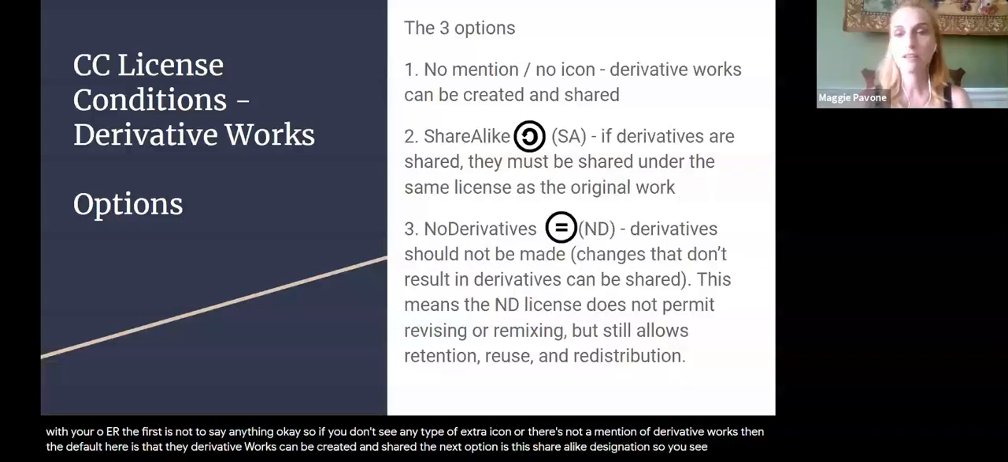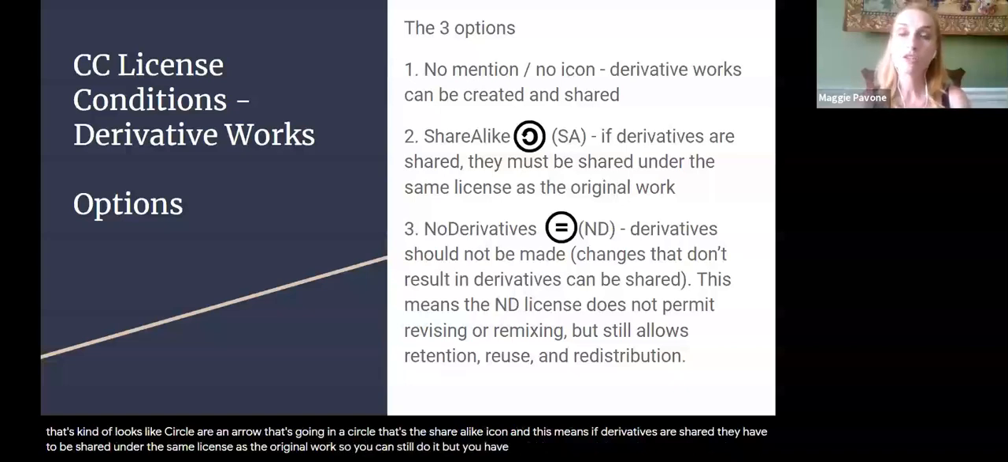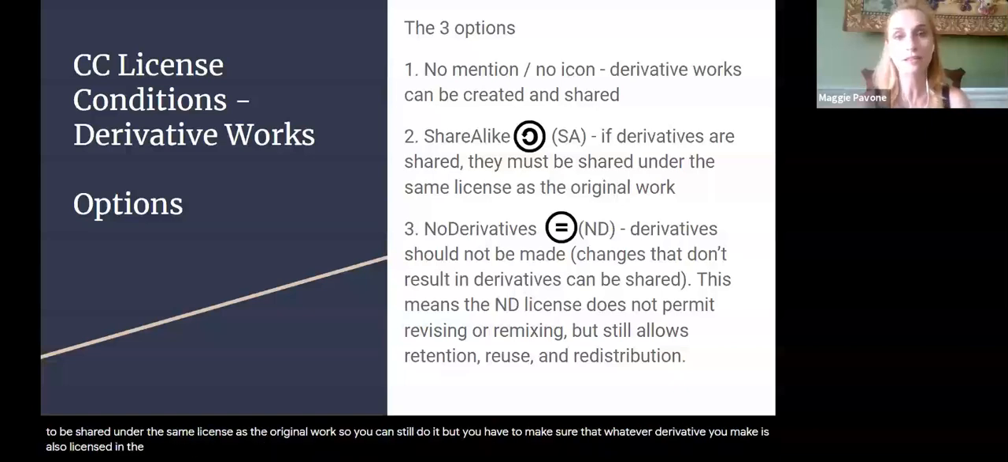To me, this looks like an arrow that's going in a circle. That's the share alike icon. And this means that if derivatives are shared, they have to be shared under the same license as the original work. So you can still do it, but you have to make sure that whatever derivative you make is also licensed in the same way as the original copyrighted piece of material.